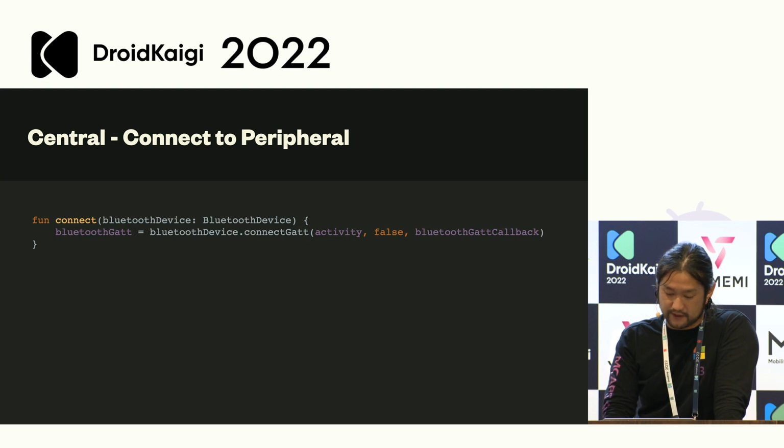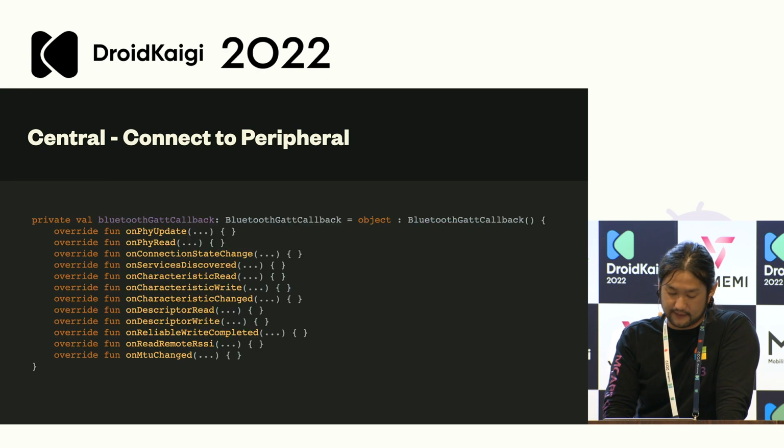Once you find the device you want, specify it and connect. In the function, the GATT connection is initiated using that device information. And this is a callback after connecting to the GATT. This is huge. Therefore, let me focus on only a few that are necessary.